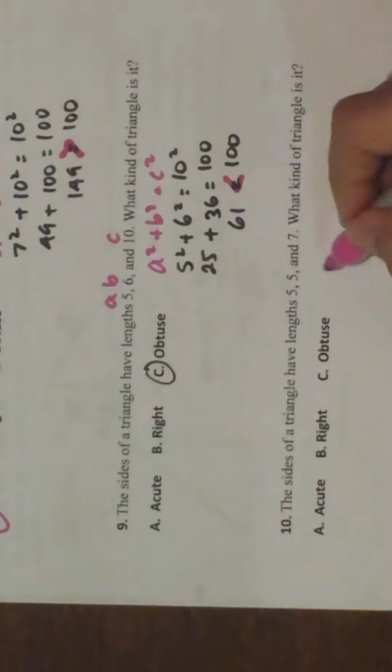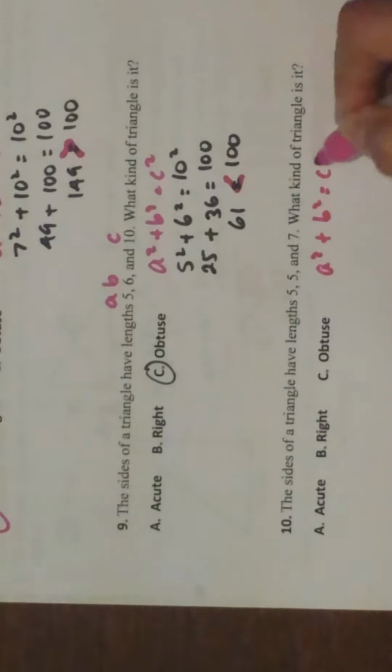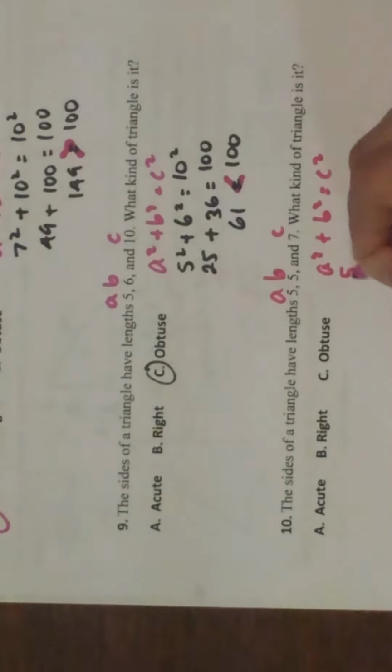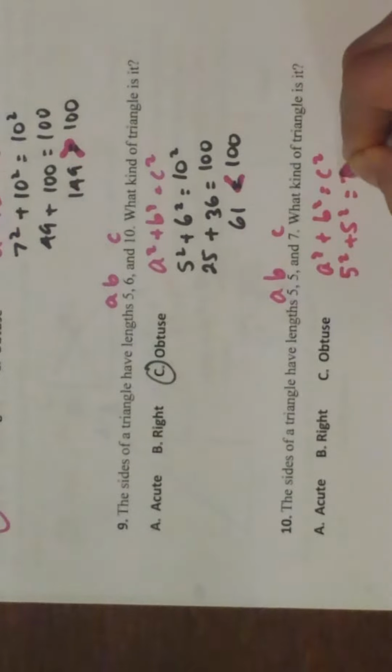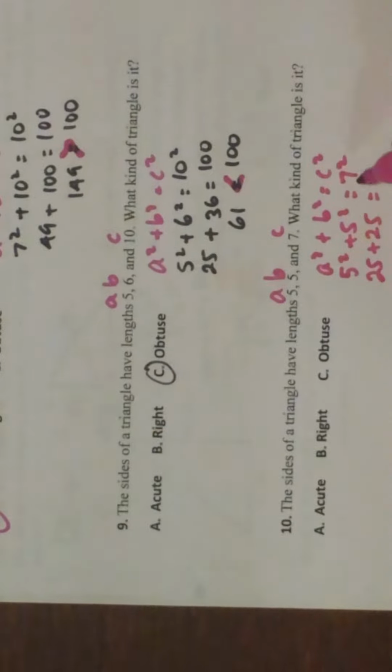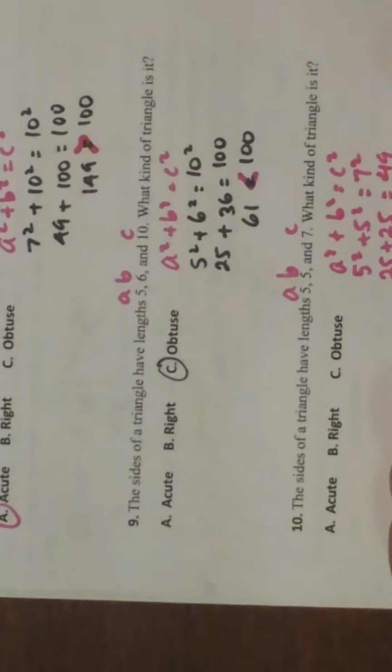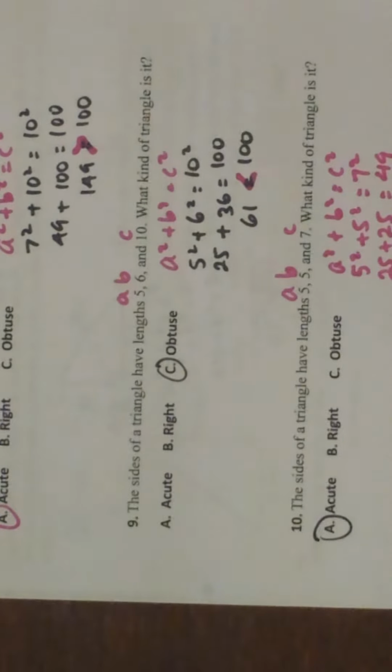Same thing, a squared plus b squared equals c squared. A, B, C. C is always the longest side. 5 squared plus 5 squared equals 7 squared. 25 plus 25 equals 7 squared, which is 49. 25 plus 25 is 50, equals 49. All right, then look at those two numbers. Is it equal to, greater than, or less than? 50 is greater than 49. So think opposite. Greater than, I would think obtuse, so think opposite is acute. Okay, so your answer for 10 is acute.